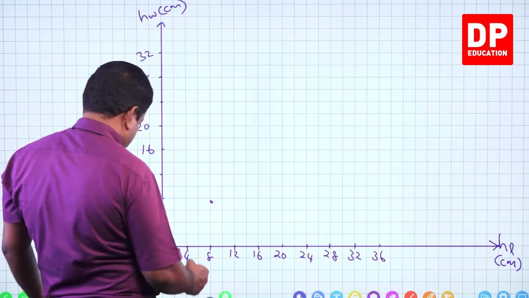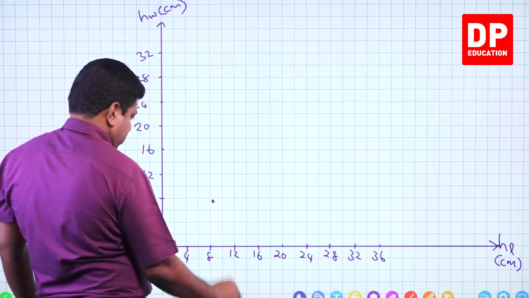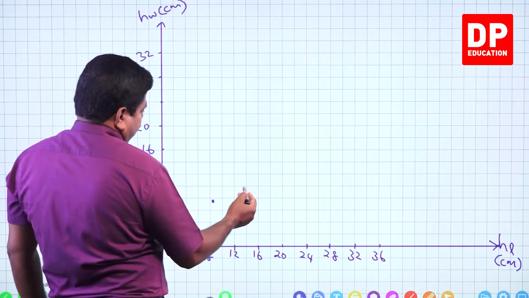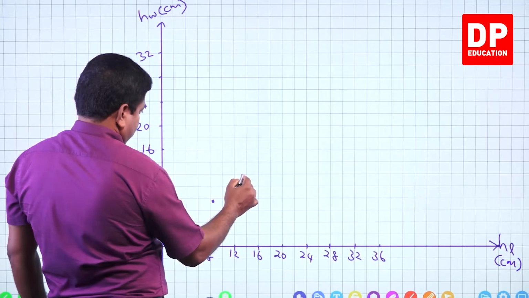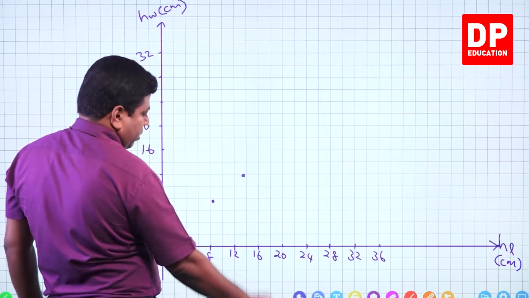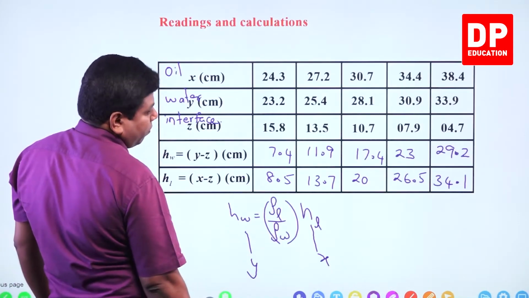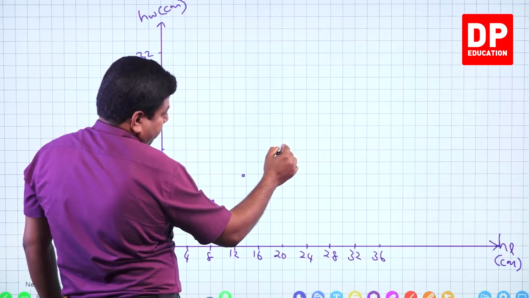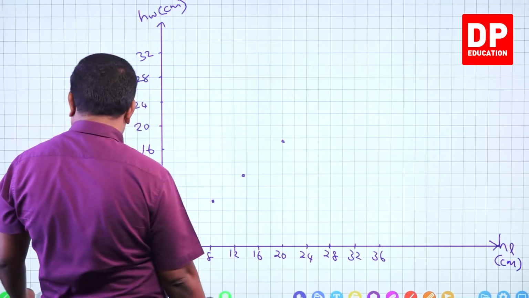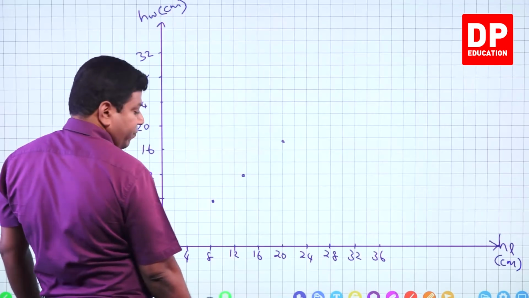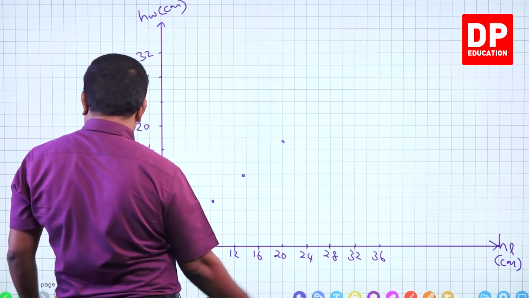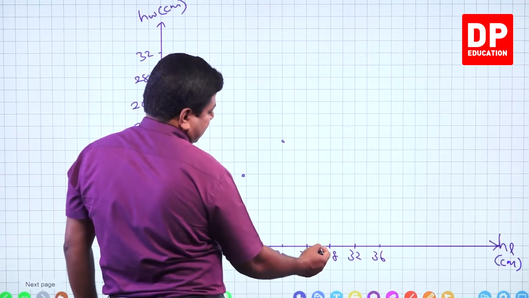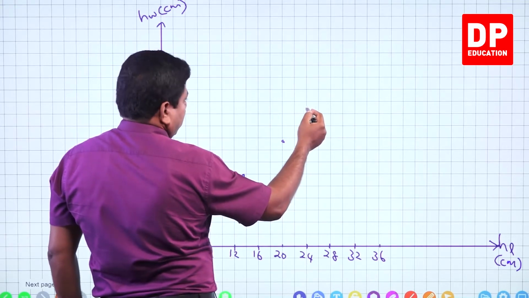Next, 13.7 and 11.9. 13.7 on the x-axis, and 11.9 on the y-axis. Next, 20 and 17.4. Next, 26.5 and 23. So 26.5 has to be on the x-axis, and 23 on the y-axis.